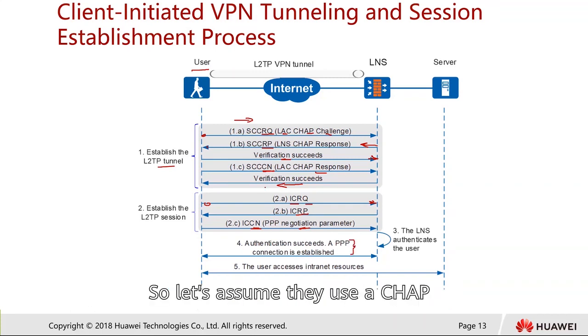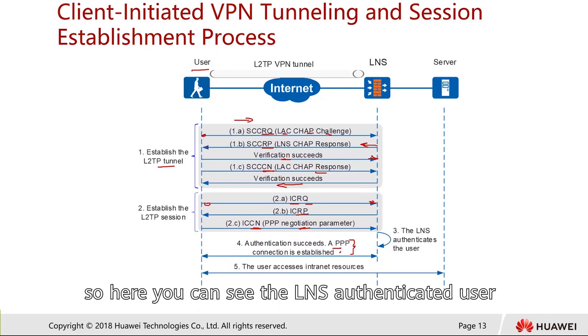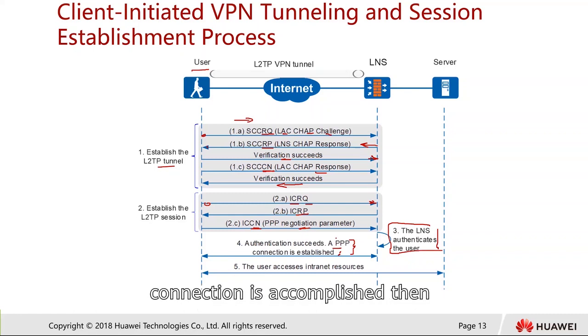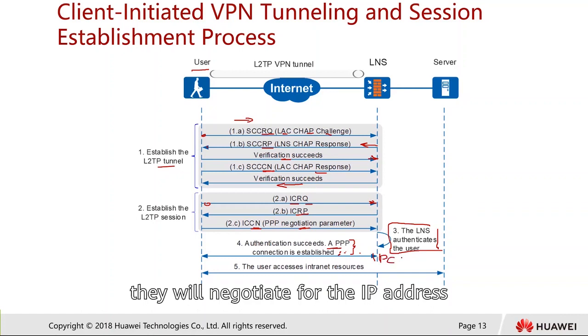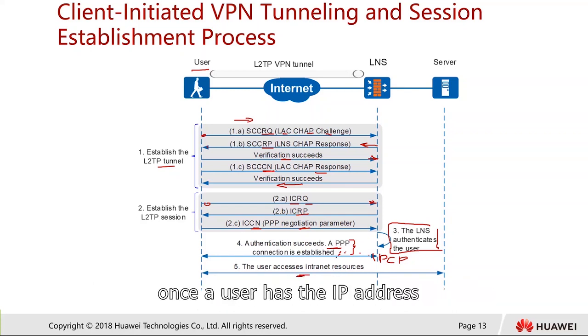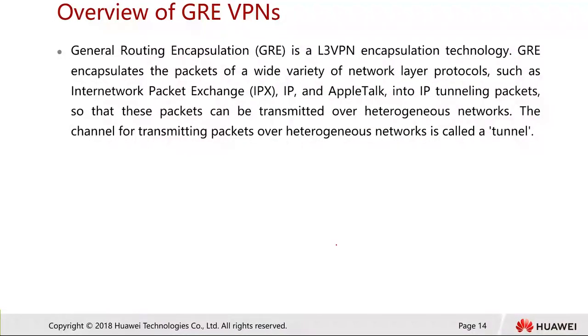So let's assume they use CHAP to perform authentication, and after this is secure, then the next is, so here you can see that the LNS authenticates the user. Once the PPP authentication has been accomplished, the next process is that they will negotiate the IP address. So we call this sending the IPCP control packet, right? After that, once the user has the IP address, the user can now access the intranet resources. Okay, so this is the process. All right, so that is L2TP.